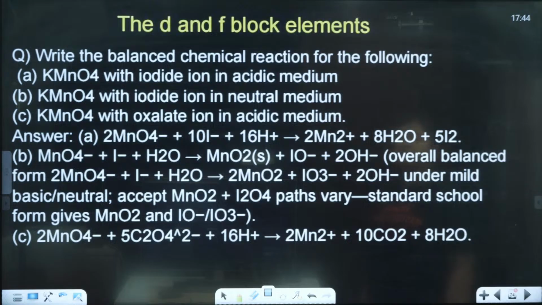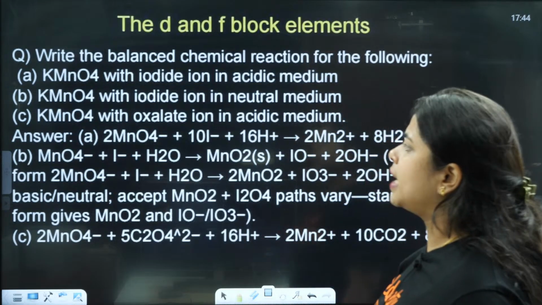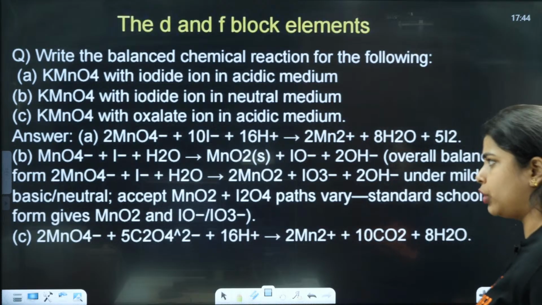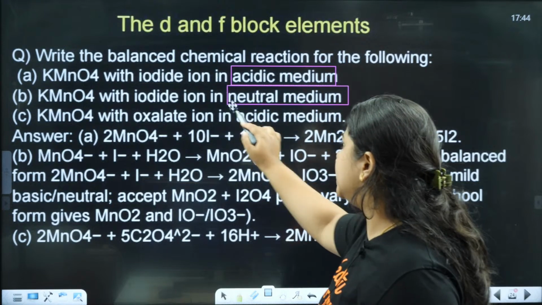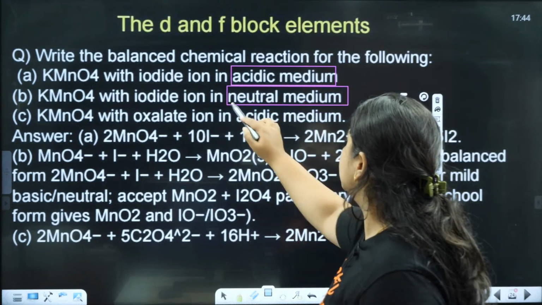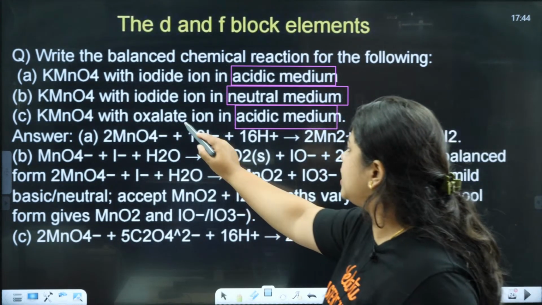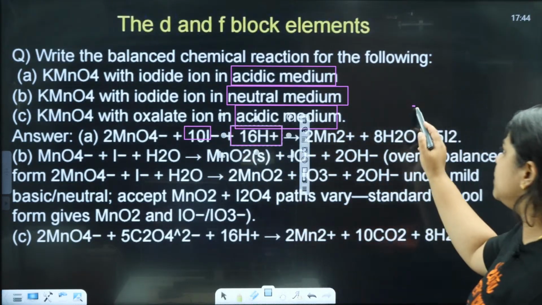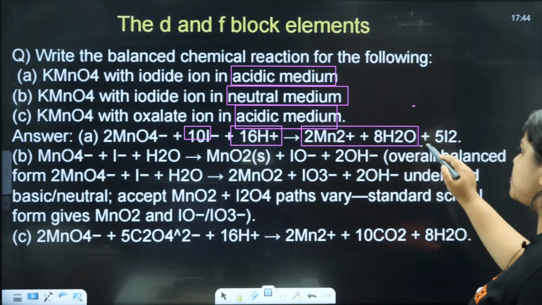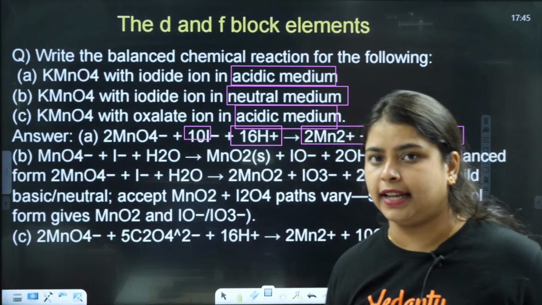Next, write a balanced chemical equation for the following. First one, KMnO4 with iodide ion in acidic medium. Again KMnO4 with iodide ion in a neutral medium. Then with oxalate ion in the acidic medium. Whichever medium they ask: acidic, neutral, and again acidic. Understood? Okay, let's start. First one is KMnO4 with iodide ion. Here they have taken 10 iodide ions, which react with 16 hydrogen ions. So what will be forming here? 2Mn2+ plus 8H2O, forming 5I2.